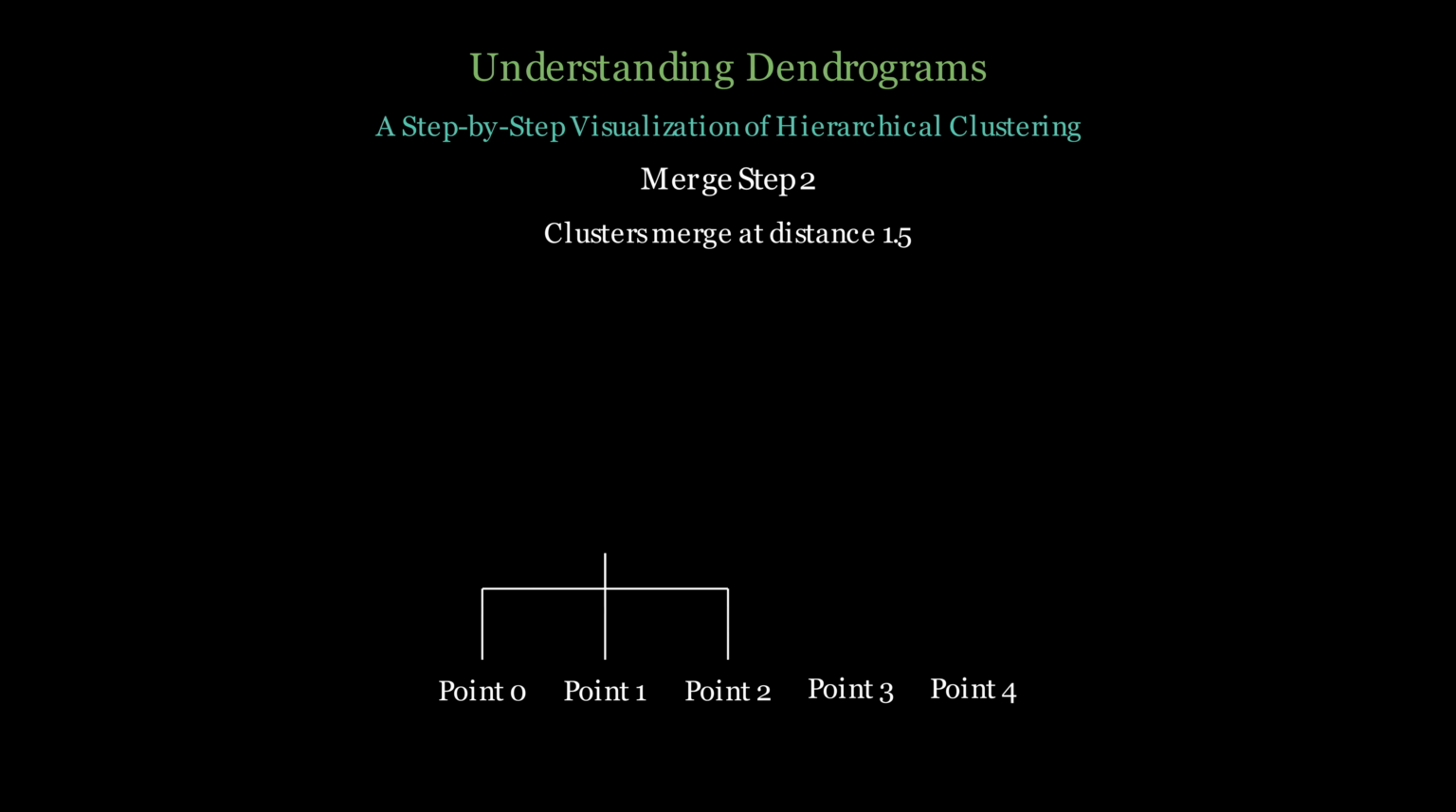Step 2. Next, we merge another nearby cluster with our first group. The vertical lines show the distance between clusters, which was 1.5 in this case. The height where clusters connect represents their similarity. Lower connections mean more similar clusters. Step 3. Now we see two distinct groups forming in our data.